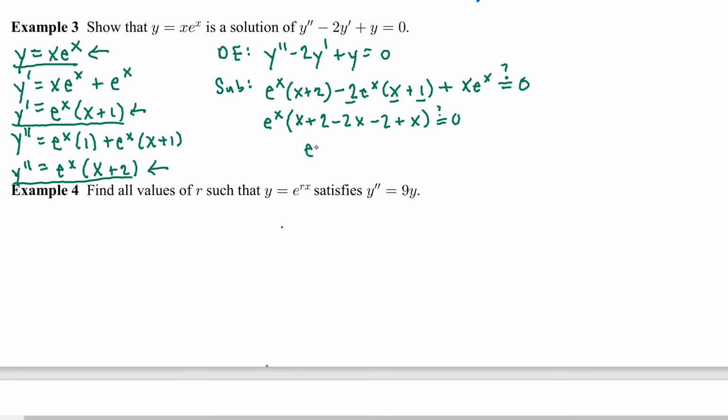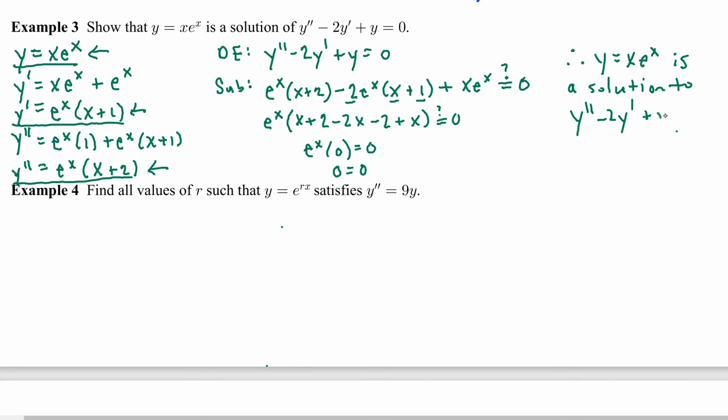Notice when we combine like terms inside parentheses, we end up with e to the x times 0 or 0 equals 0, which is clearly a balanced equation. So we can make our conclusion and say, therefore, y equals x e to the x is a solution to the given differential equation y double prime minus 2y prime plus y equals 0.